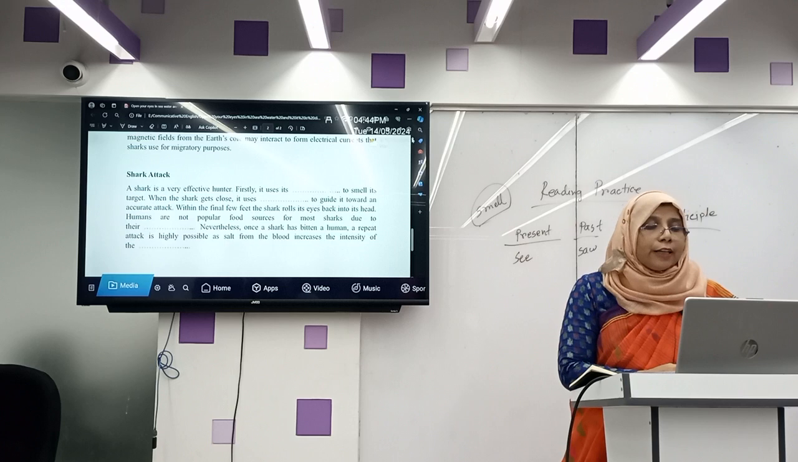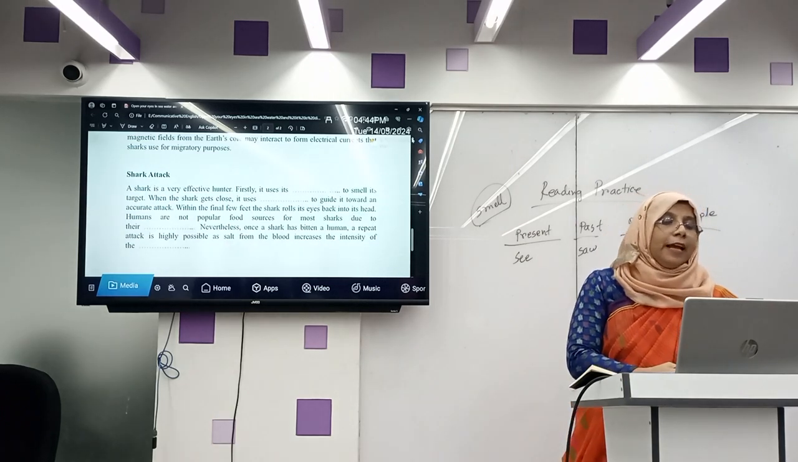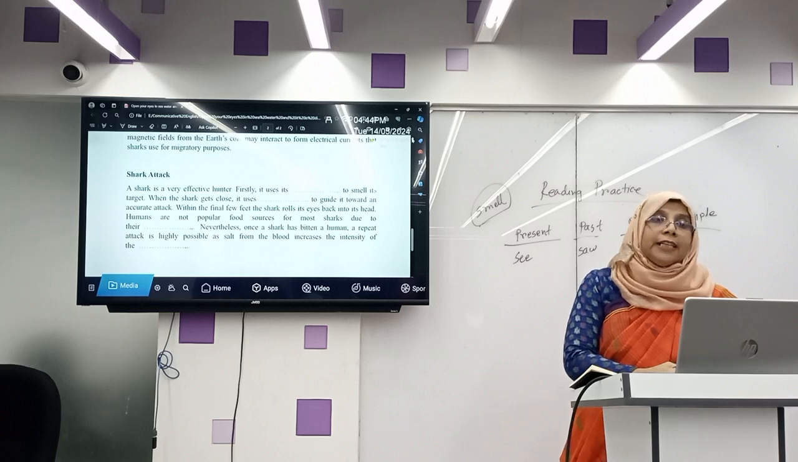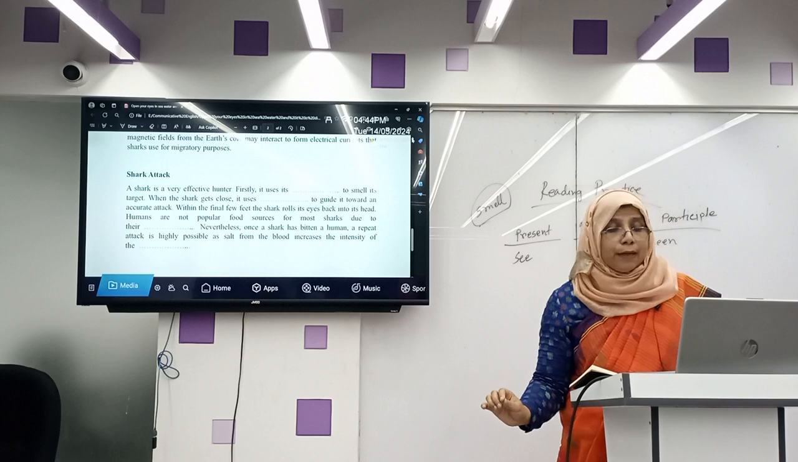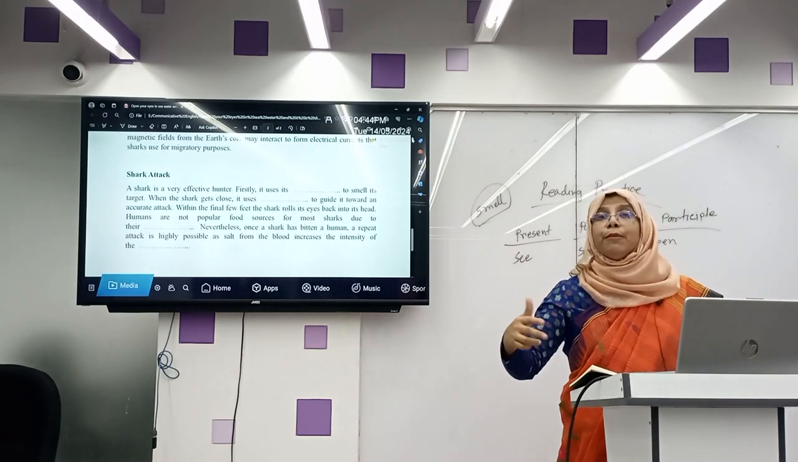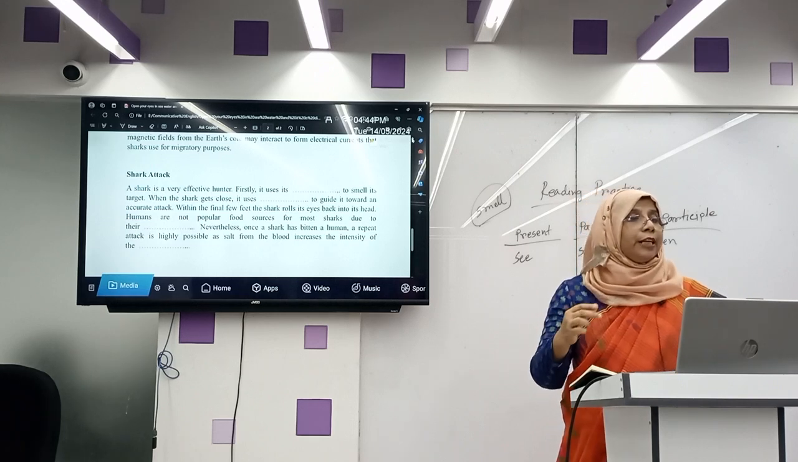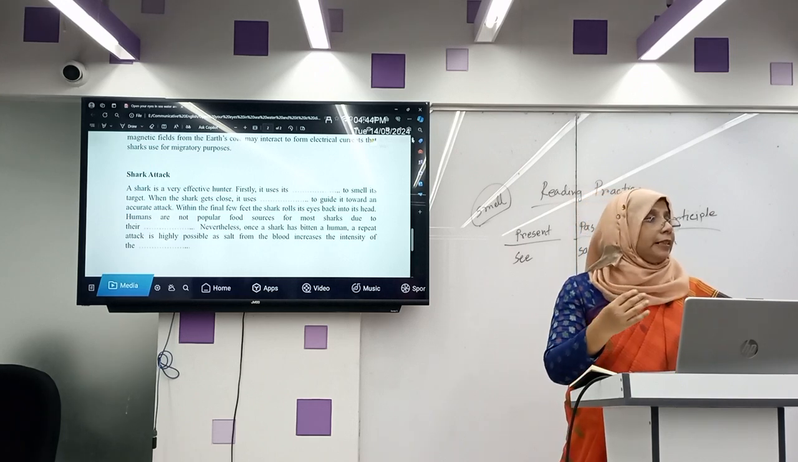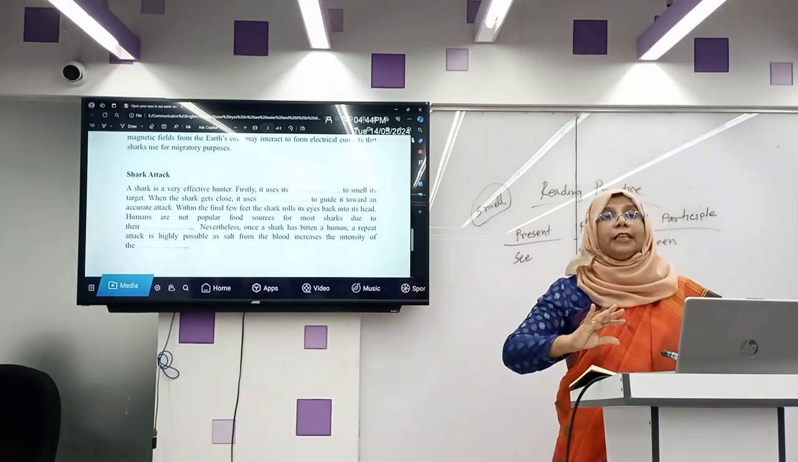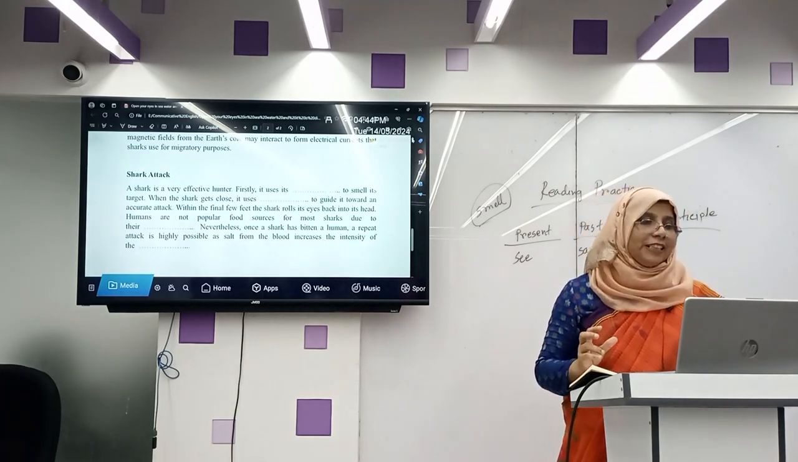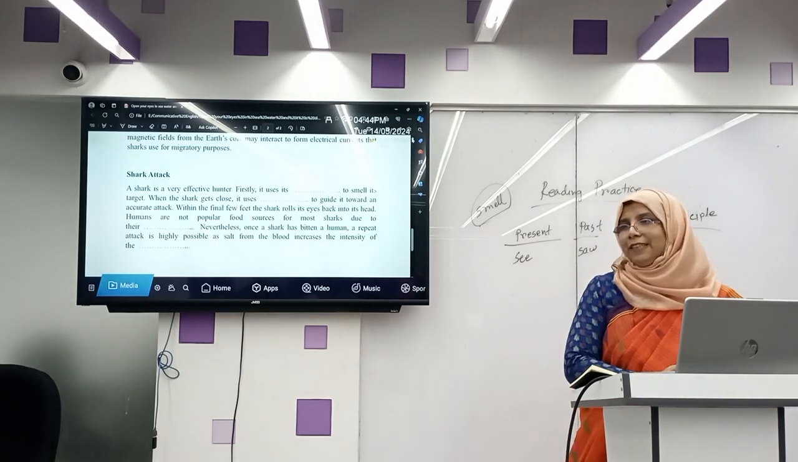Nevertheless, once a shark has bitten a human, a repeat attack is highly possible as salt from the blood increases the intensity of the electric field. So if a shark bites a human once, the possibility of repeat attacks increases, because the salt in the blood mixed in the water makes the electric field more intense.